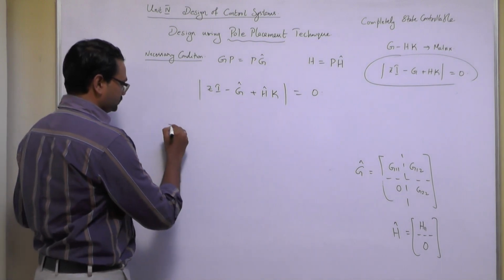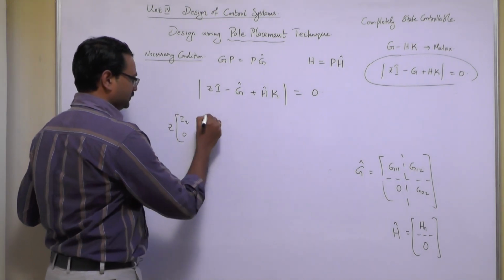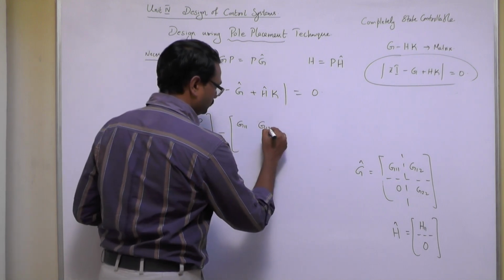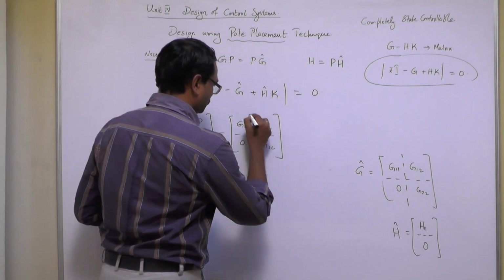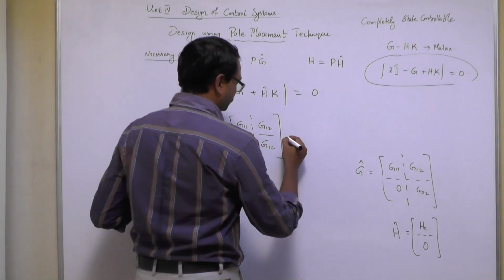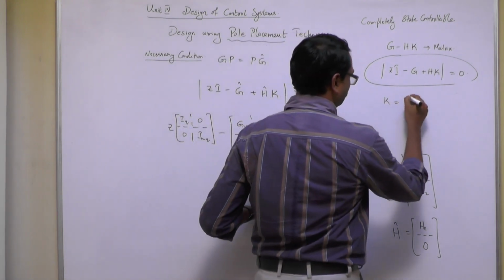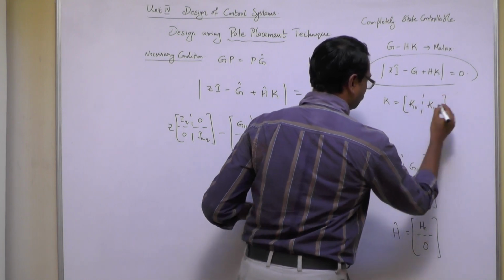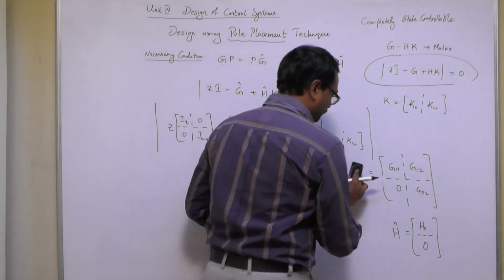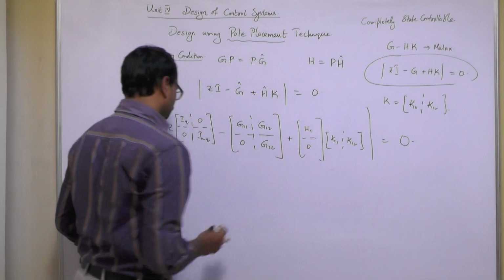Now after applying this, Z into IQ, 0, 0, I n minus q, minus G cap, which is G11, G12, 0, G22. This is a partition, this is a Q by Q matrix, this is an n minus q by n minus q matrix, plus H cap, H11, this is again a partition, and K is a vector where we have K11 and K12. Now the determinant of this must be obtained and equated to 0.